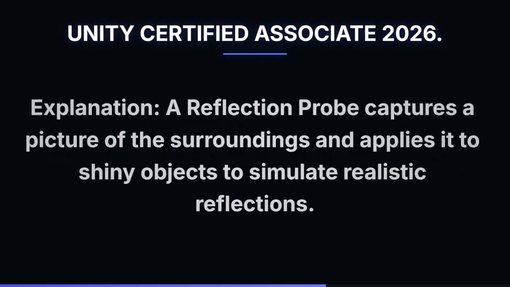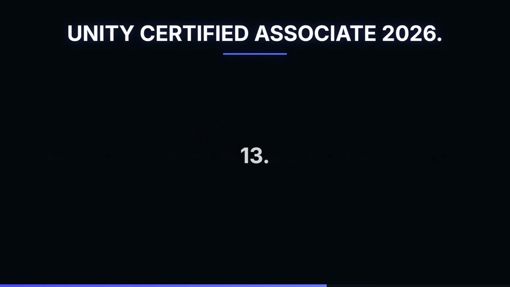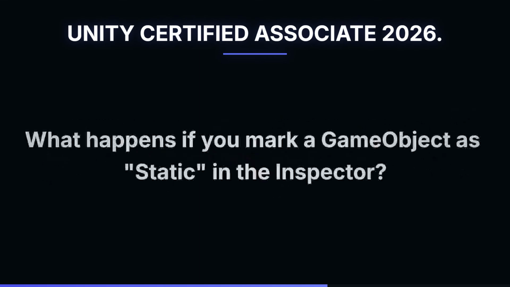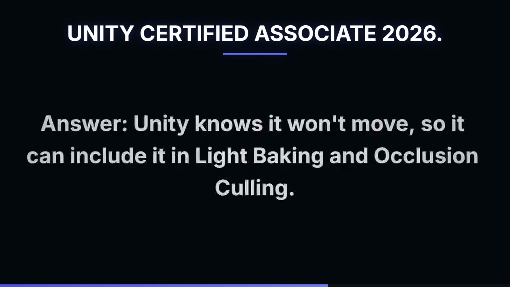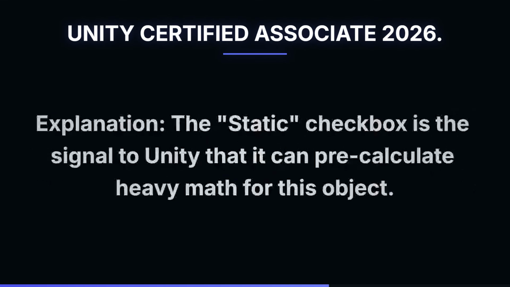simulate realistic reflections. 13. What happens if you mark a game object as static in the inspector? Answer: Unity knows it won't move, so it can include it in light baking and occlusion culling. Explanation: the static checkbox is the signal to Unity that it can pre-calculate heavy math for this object.